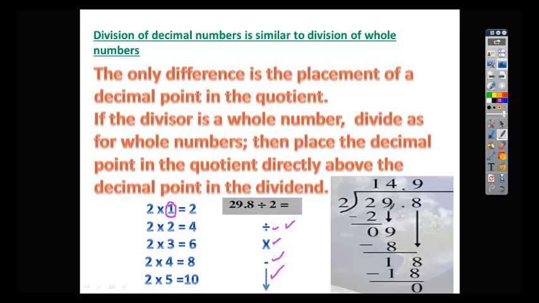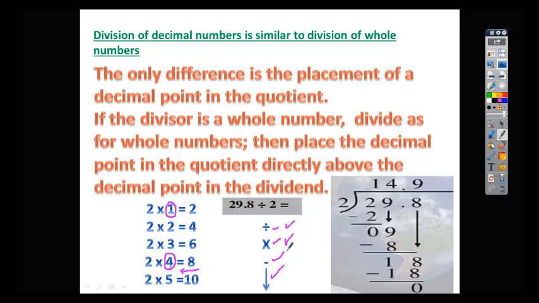So 9 divided by 2 equals what? That means how many 2's are there in 9? If you know the times table, 9 is between 8 and 10, right? So you have to take the smaller. So 9 divided by 2 equals 4. Write 4 up and then write 8 down, because 4 times 2 equals 8.